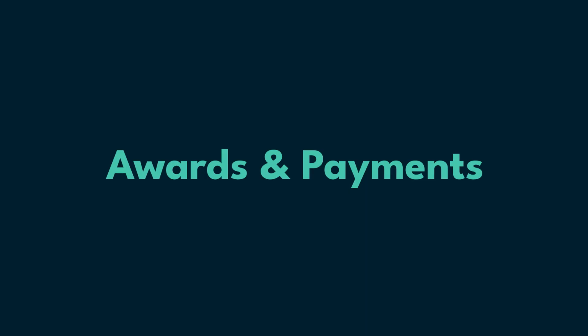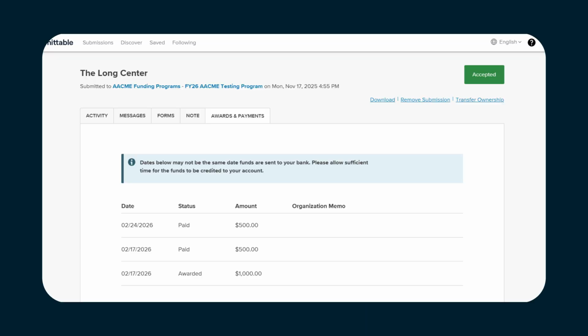Awards and payments. To see a record of all payments that have been distributed, click on the Awards and Payments tab. Here you can see your total awarded amount, the date of each payment, the amount paid, and the payment memo.